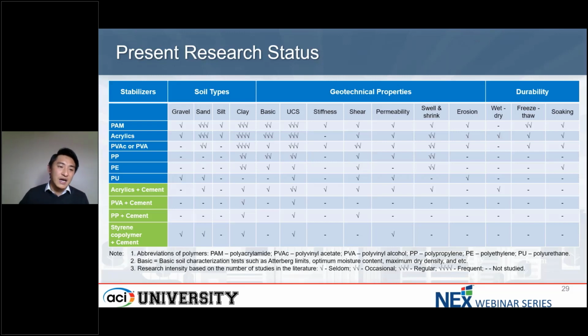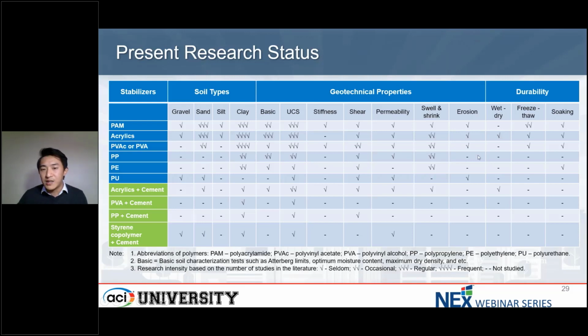Here I list the types of polymers that people have used, the types of soils, the properties that people measure, and also the durability. We can see that most of the research still focuses on the unconfined compressive strength. There are some other tests on shrinkage, swell, and shear. However, compared to unconfined compressive strength, we definitely need more research there so that we can fully understand how these polymers would perform.